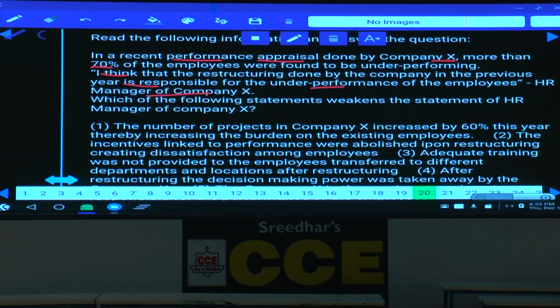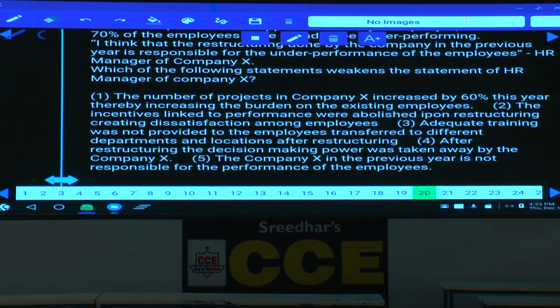The HR manager of the same company stated that the underperformance is because of the restructuring the company did last year. Because of that, most of the people are not performing up to their limit, isn't it? They are underperforming. Then which of the following statements weakens the statement? Weakening the statement means we should say that it is not the restructuring, something else is the reason. That is what we are supposed to say.